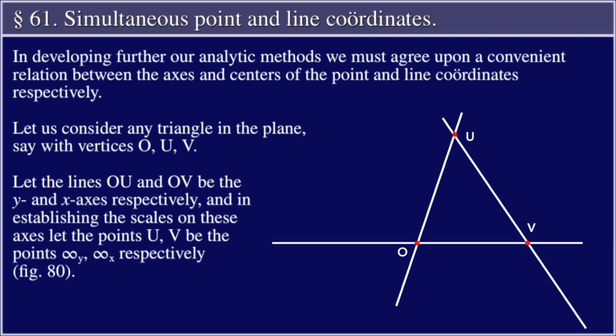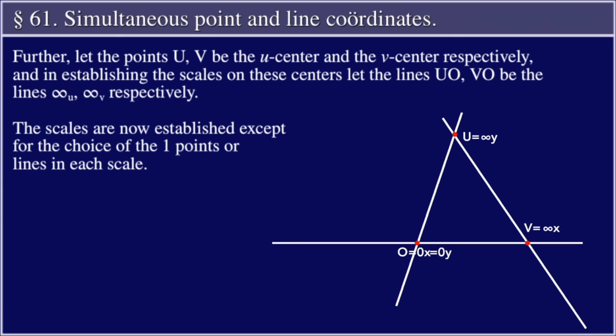And in establishing the scales on these axes, let the points U, V be the points infinity y, infinity x, respectively, figure 80. Further, let the points U, V be the U center and the V center, respectively. And in establishing the scales on these centers, let the lines UO, VO be the lines infinity U, infinity V, respectively. The scales are now established except for the choice of the 1 points or lines in each scale.